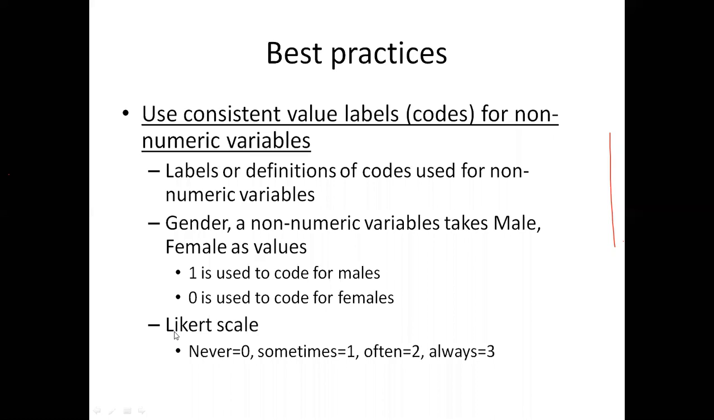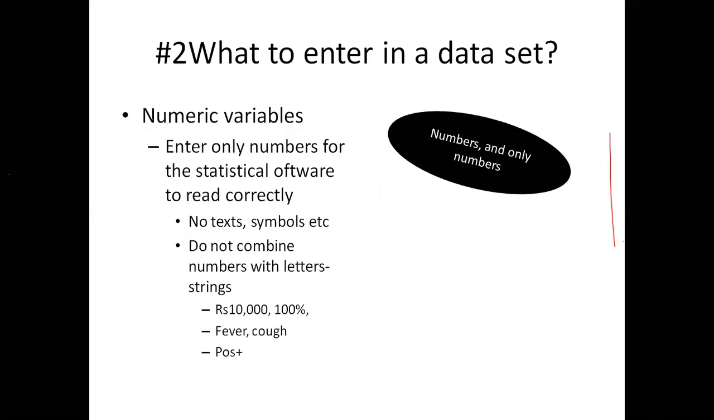Like if you have a Likert scale, the responses are 3 or 4: never, sometimes, often, and always. But when you enter data, you enter the codes. Never is coded as 0, sometimes is coded as 1, often is coded as 2, and always is coded as 3. So now the first part we saw was about the structure of the data. How do you set up the database?